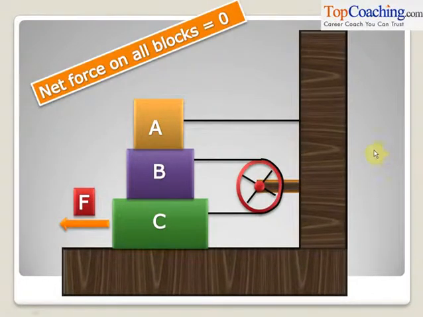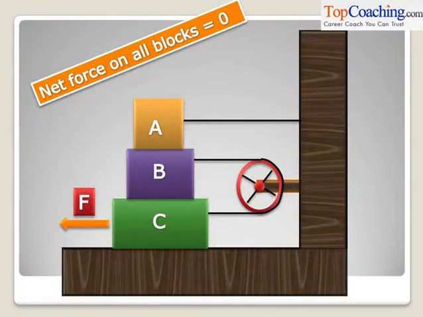The first interesting fact that we must note is that the net force on all the blocks here is 0. Why is that so? If block C moves towards the left with constant velocity, then obviously block B must move to the right with constant velocity. The net force on block C is 0 because it moves with constant velocity, it has 0 acceleration. The net force on block B is also 0 because it moves to the right with constant velocity, because the string has the same length, isn't it? So if C moves to the left, B must move to the right with the same constant velocity.